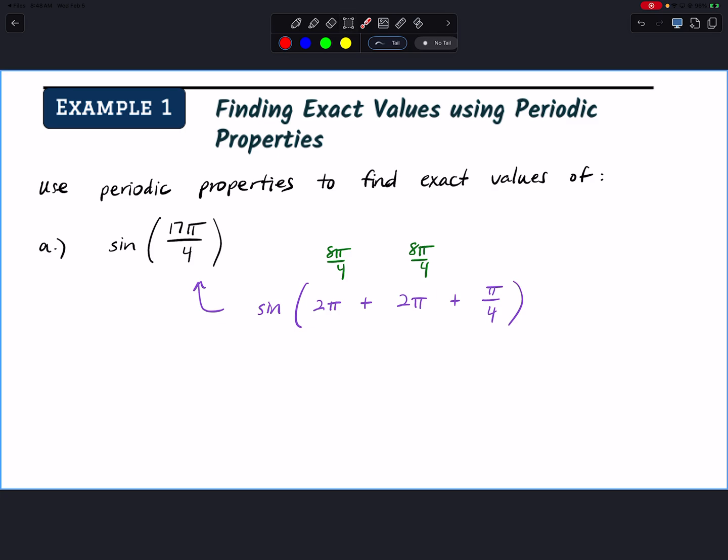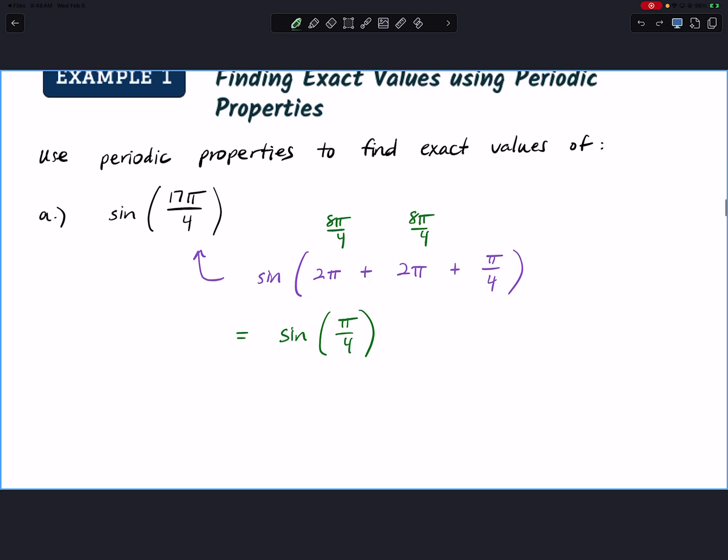So, in other words, we know the period is 2 pi. So if I take 2 pi and add another 2 pi, it's going to be the same answer. So what this really is, it's pi over 4. The sine of pi over 4 is going to give me the same value, because these two angles are 4 pi away from each other. So using our unit circle, what is the sine of pi over 4? Yes, square root 2 over 2.